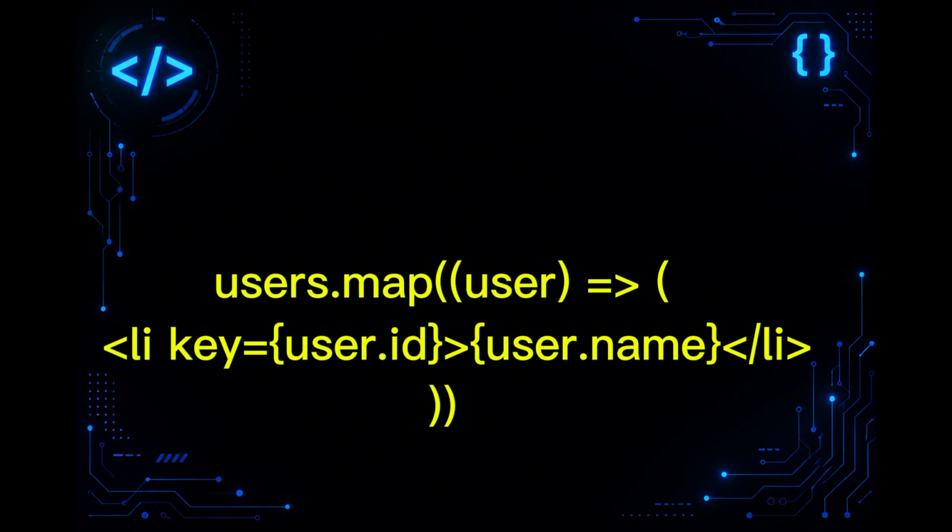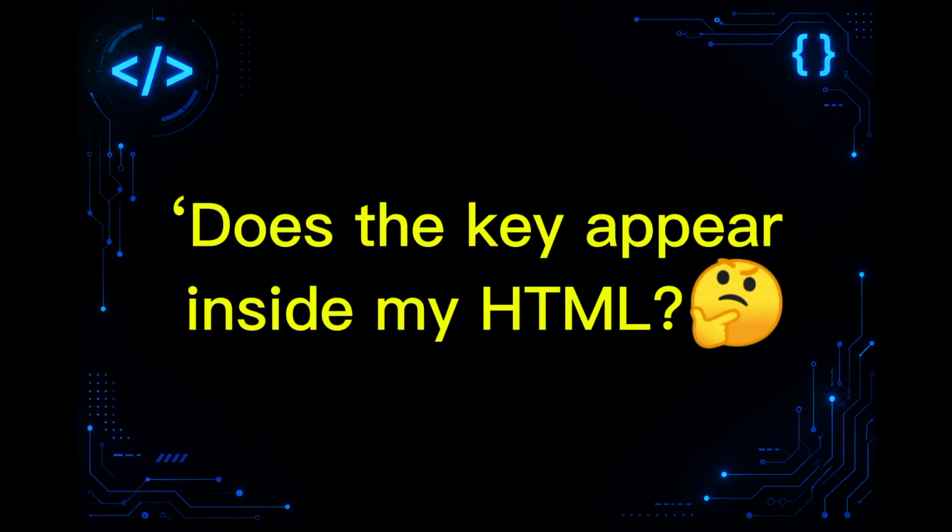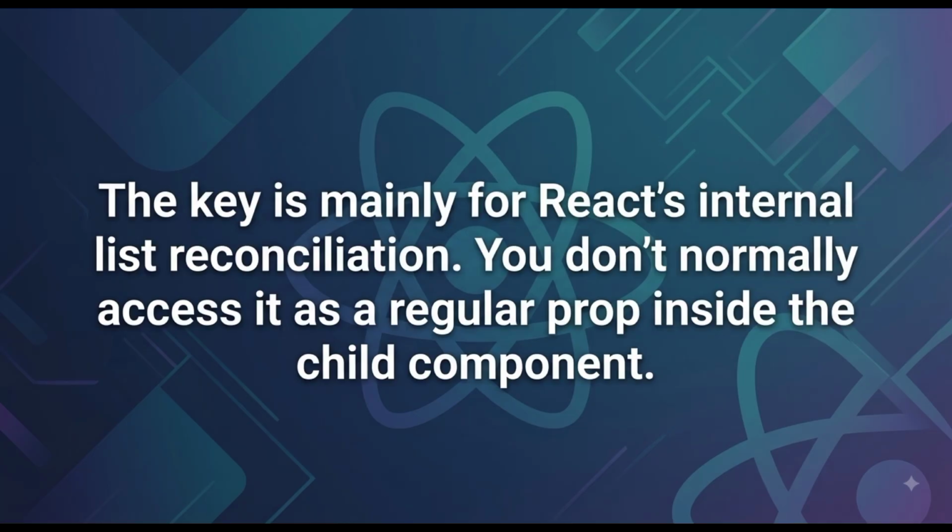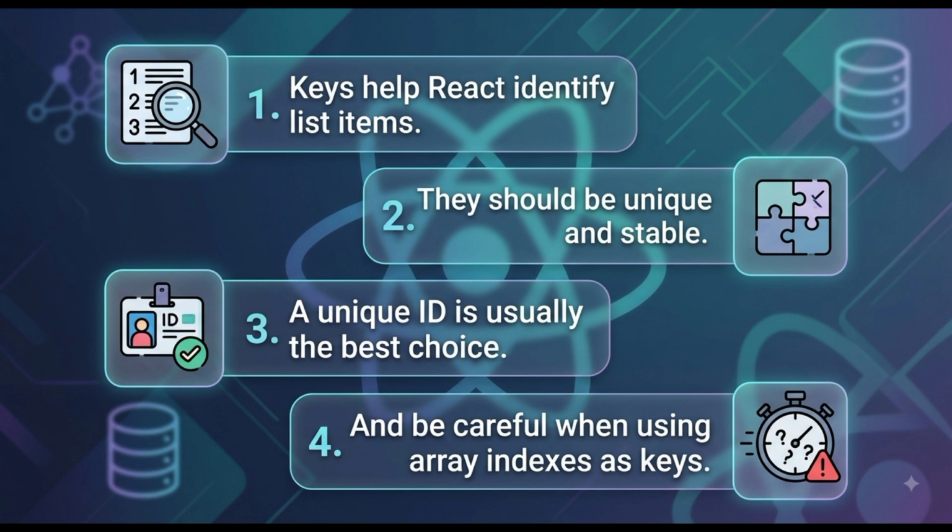One more thing, beginners often ask, does the key appear inside my HTML? No. The key is mainly for React's internal list reconciliation. You don't normally access it as a regular prop inside the child component. So let's quickly revise. Keys help React identify list items. They should be unique and stable. A unique ID is usually the best choice. And be careful when using array indexes as keys.